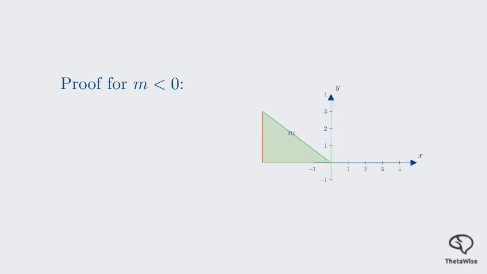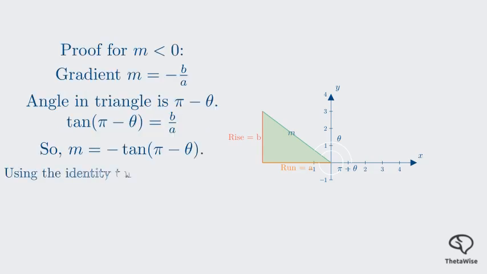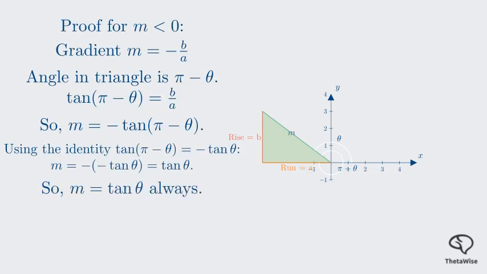The angle θ will be an obtuse angle between 90 and 180 degrees. The gradient is negative rise over run. The acute angle inside the triangle is π minus θ. The tangent of this acute angle is also rise over run. So m equals negative tangent of π minus θ.